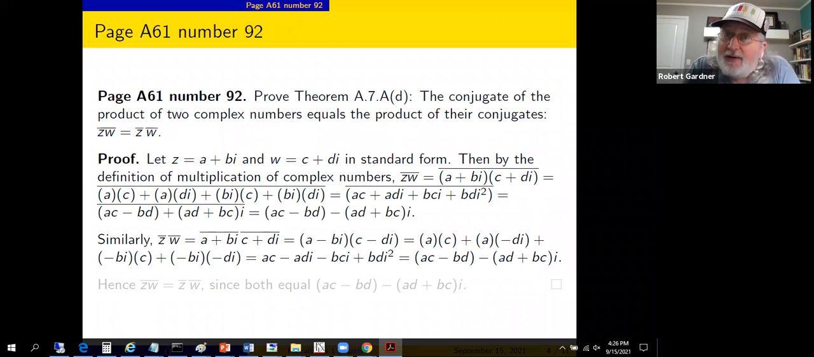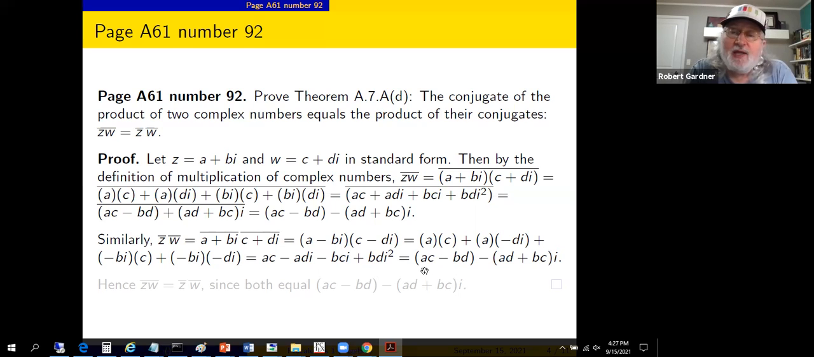Now we'll FOIL that because that's how you multiply complex numbers. a times c, a times negative di, negative bi times c, negative bi times negative di, adding that, and we'll simplify. Two i's produce an i squared in this. Bring those negative signs out front and drop the parentheses, produces this quantity. Hey, the i squared produces a -1 again. And we'll have ac minus bd.